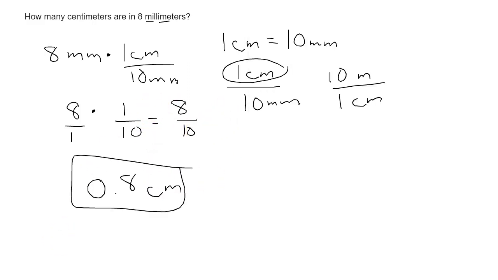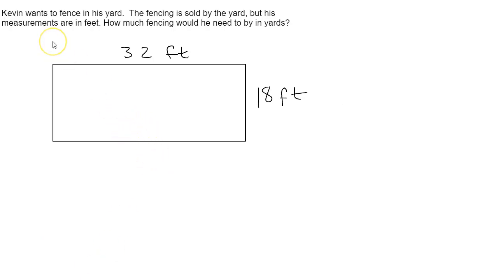Now let's use this in a perimeter problem. Kevin wants to fence in his yard. The fencing is sold by the yard, but his measurements are in feet. How much fencing would he need to buy in yards? Wrong version of buy, B-U-Y. So we know the measurements of the fence in feet.